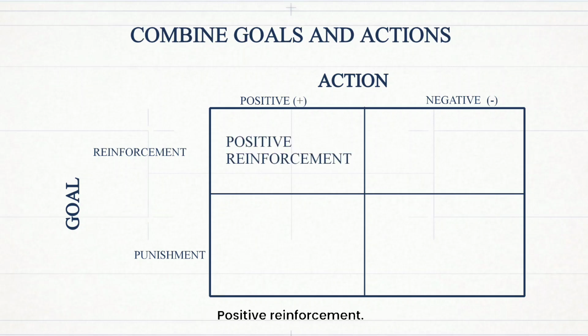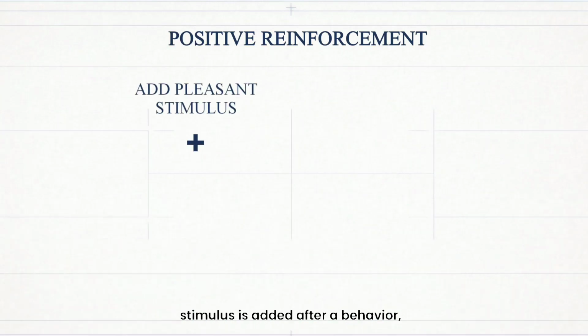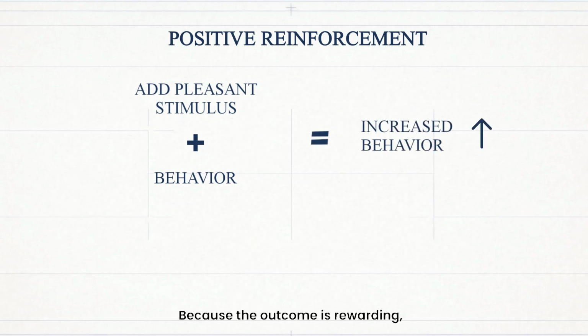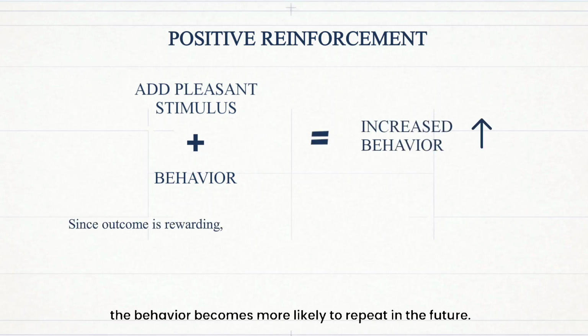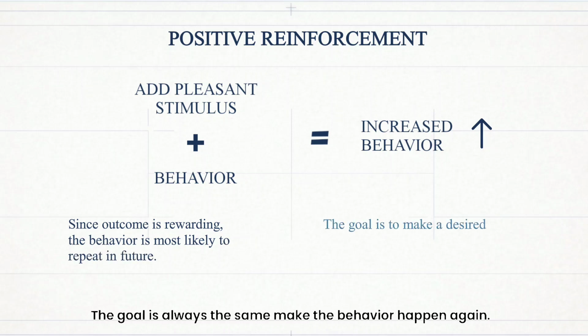Positive reinforcement. This happens when a pleasant stimulus is added after a behavior, causing the behavior to increase. Because the outcome is rewarding, the behavior becomes more likely to repeat in the future. The goal is always the same. Make the behavior happen again.